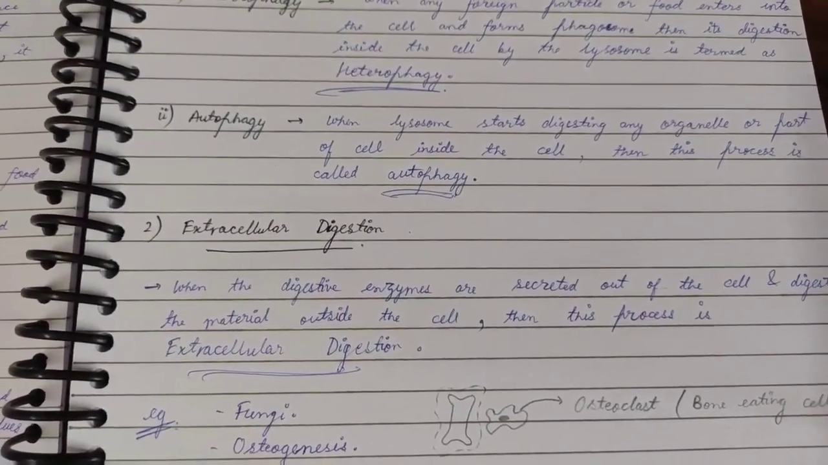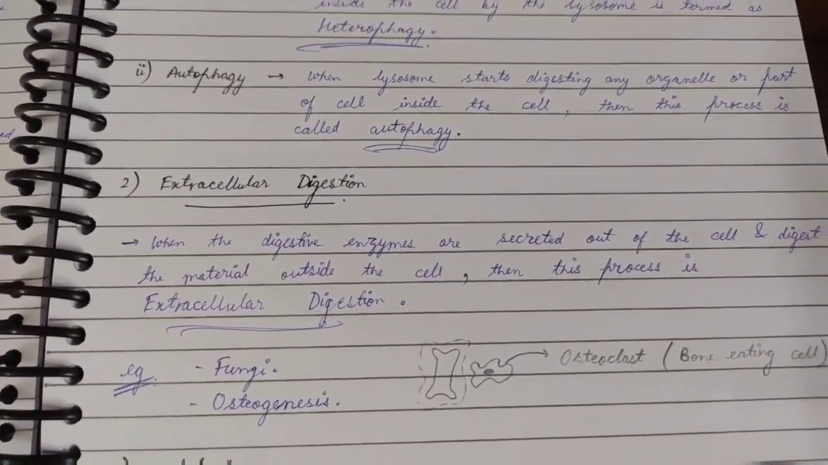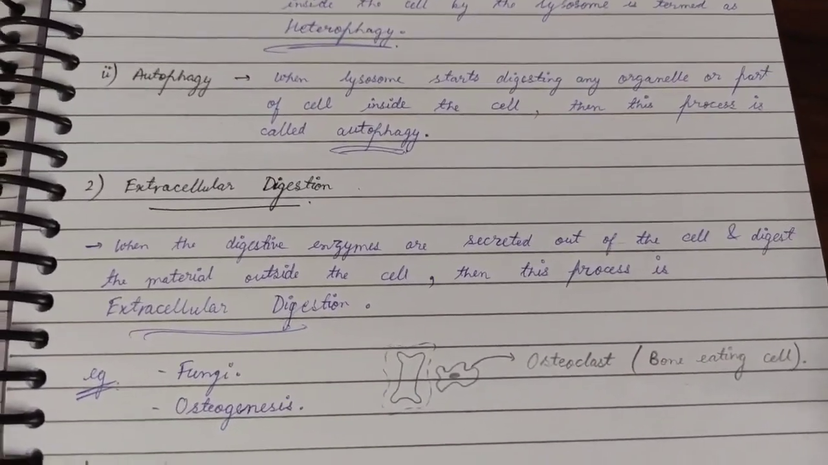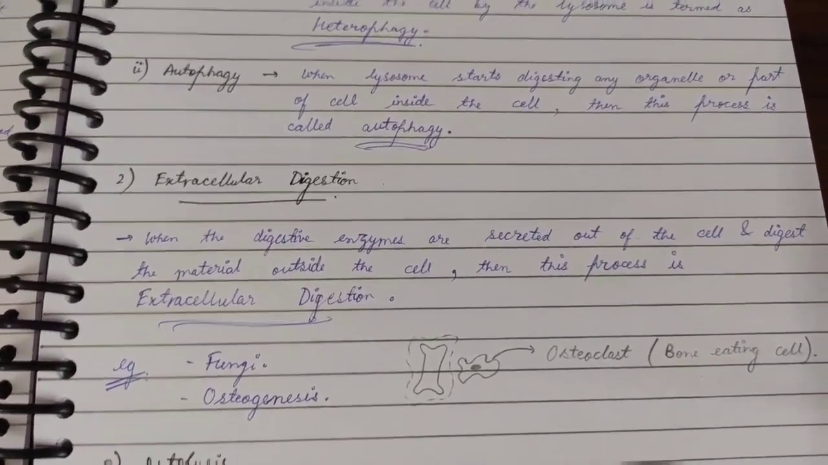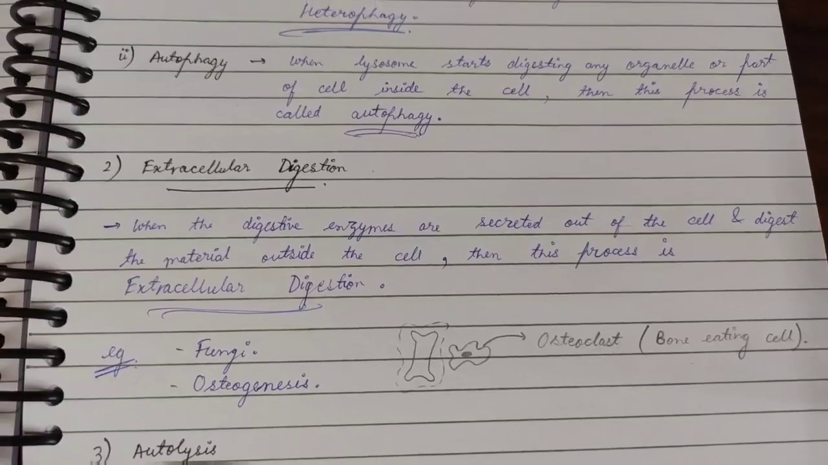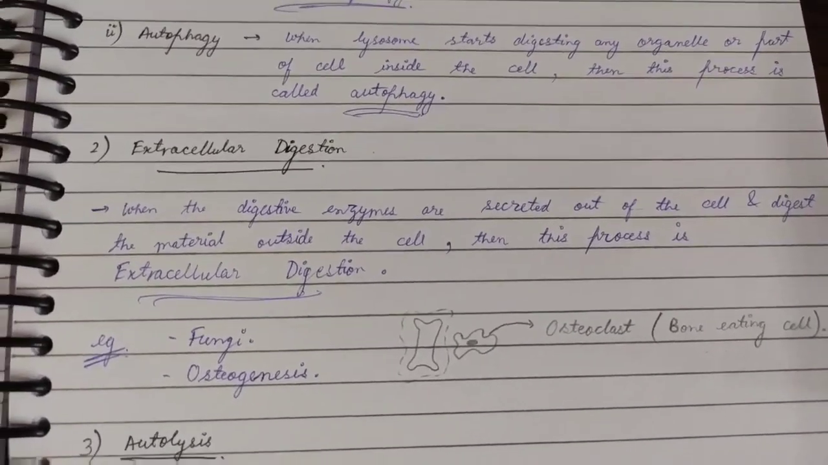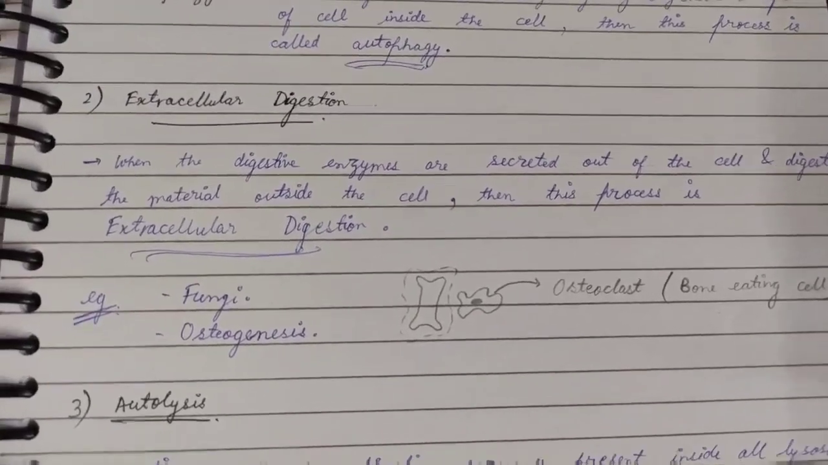Now, second is extracellular digestion. It means that lysosomes are sent out of the cell for the digestion purpose. For example, in fungi, lysosomes are sent outside the cell, and after that the food particle is digested. And one more example is osteogenesis.